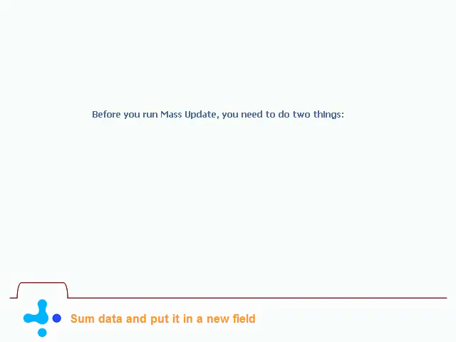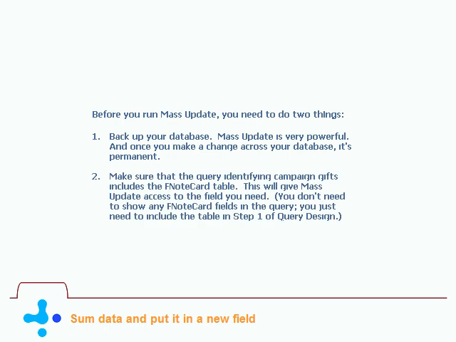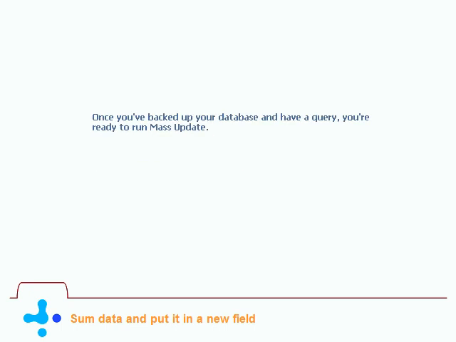Before you run mass update, you need to do two things. First, back up your database. Mass update is very powerful, and once you make a change across your database, it's permanent. Second, make sure that the query identifying campaign gifts includes the F-note card table. This will give mass update access to the field you need. You don't need to show any F-note card fields in the query. You just need to include the table in step 1 of query design. Once you've backed up your database and have a query, you're ready to run mass update.